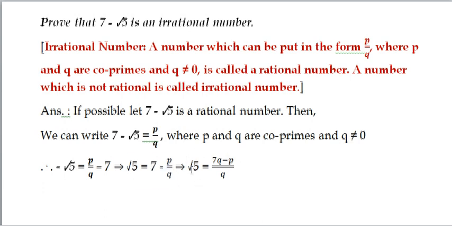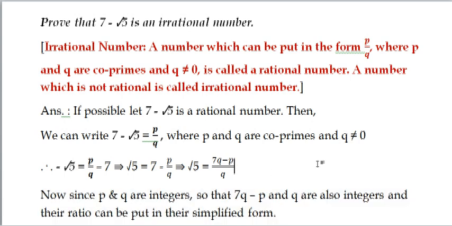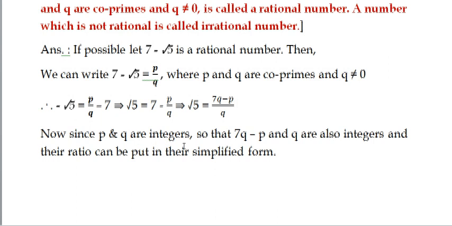And so again this implies root 5 equals, with q as the LCM, 7q minus p by q. So now root 5 is equal to 7q minus p by q. Okay, come to the next point now.